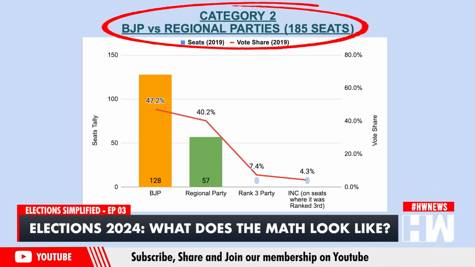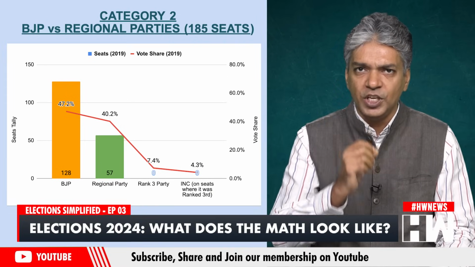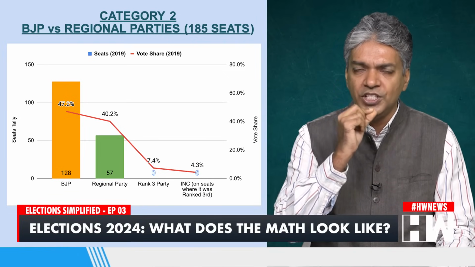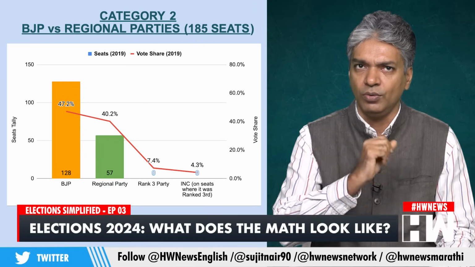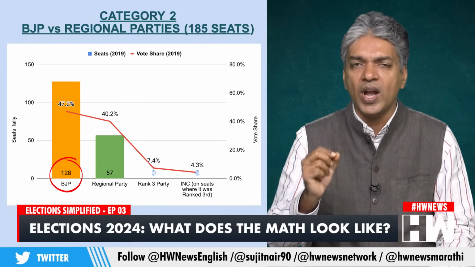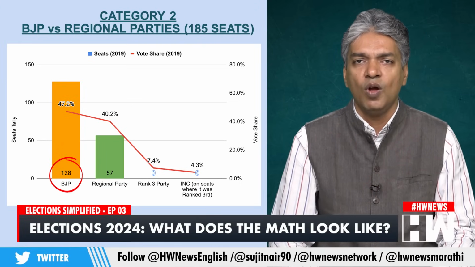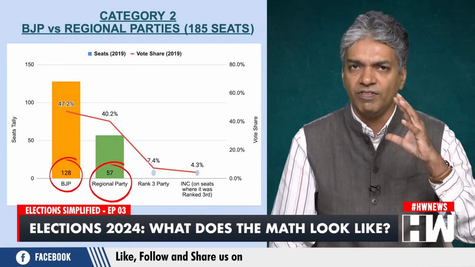Now the BJP and the regional parties contested on 185 seats. When we say BJP versus regional party, either BJP was number 1 or number 2, or the regional party was number 1 or number 2. Now the BJP won 128 of these 185 seats, while the regional parties could win only 57.